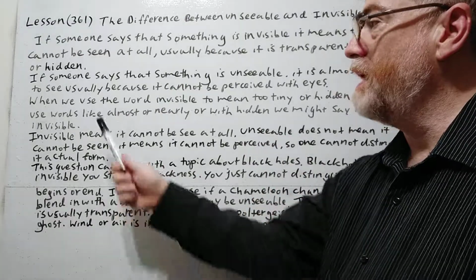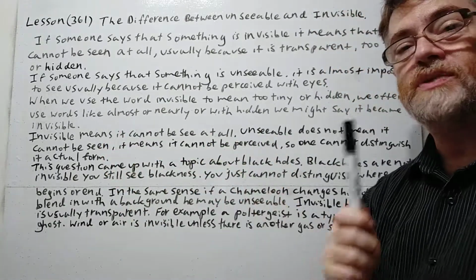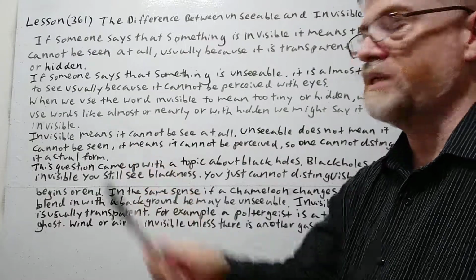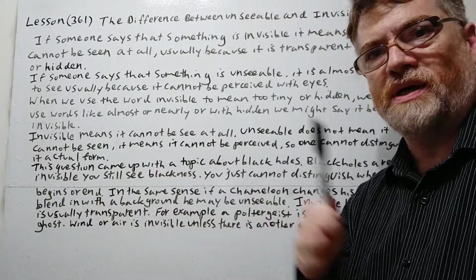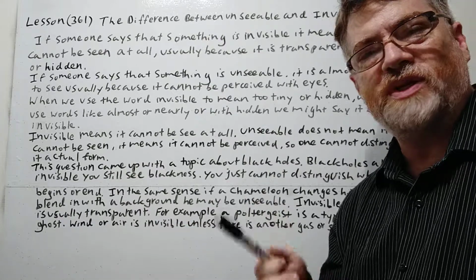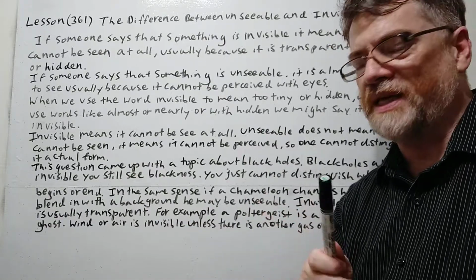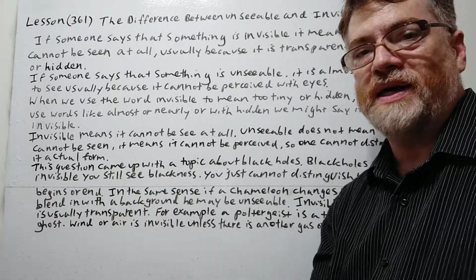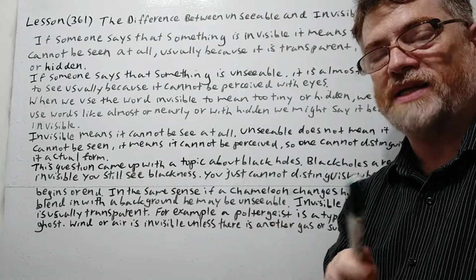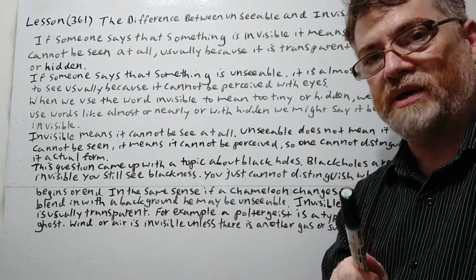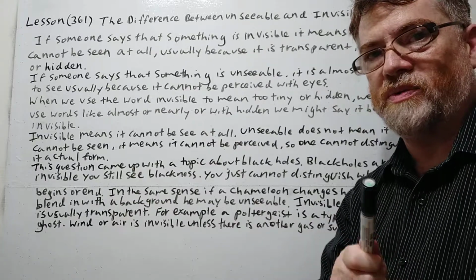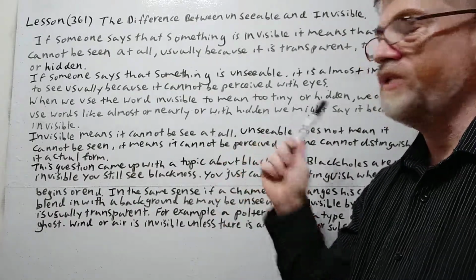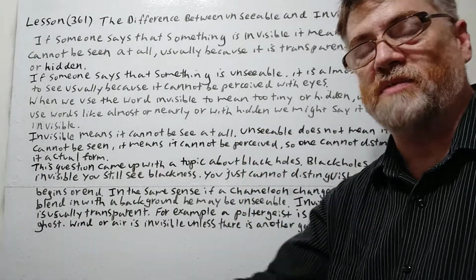Okay, let's continue. When we use the word invisible to mean too tiny or hidden, we often use words like almost, because by its nature, invisible usually means transparent. So if it's just too tiny, we often say that it is almost invisible or nearly invisible, because it's just so tiny that our eyes can't see it. So a lot of times we will add a word like almost or nearly, which we don't usually use with unseeable. With hidden, we might say that it became invisible because maybe something covered it.